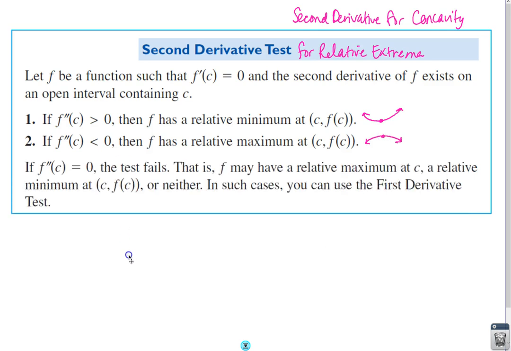Okay? If you plug your critical number into your second derivative and you get a 0, the test fails. That is, f may have a relative maximum, a relative minimum, or neither. We don't know. In that situation, you can't use the second derivative test and you need to go back to the first derivative test. So the second derivative test, you're going to find situations where it comes in handier than the first derivative test, because sometimes the first derivative test can be a little bit cumbersome. Again, it's hard to know that for sure right now because we're learning this all at once. You'll get better at it, okay?